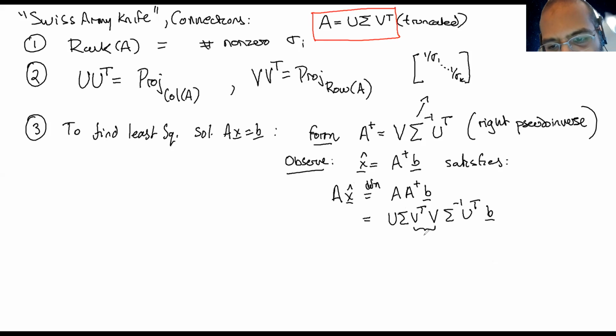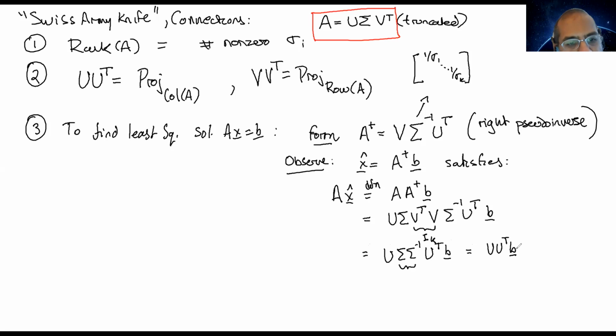But V transpose V is the identity of size k because V has orthonormal columns. So this is U sigma inverse U transpose B. This is also the identity. So this is U transpose B. But U U transpose is the projection on the column space, right? So that means that this x hat that I constructed very easily given the SVD satisfies A x hat equals the projection onto the column space of B, which means it's a least squares solution.